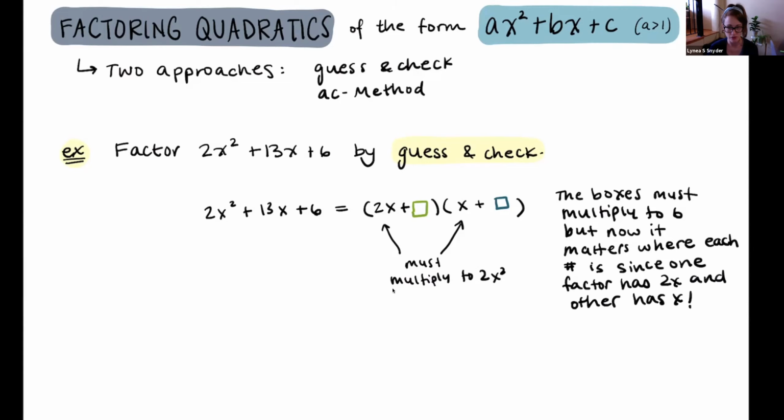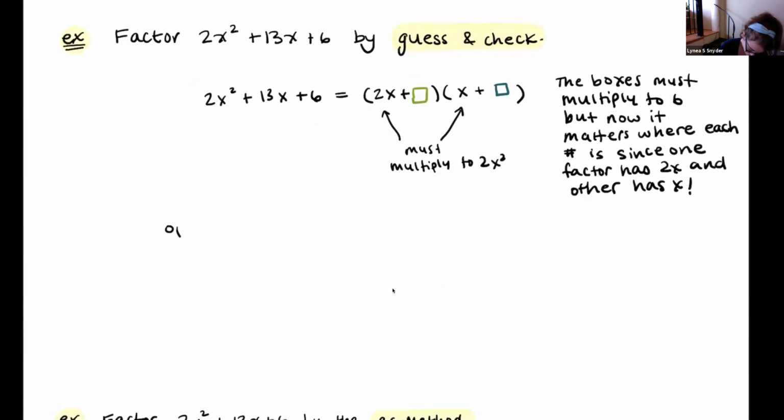But okay, so the guess and check method is literally what it sounds like. You just take all of your possibilities and see which one works out. So here are the options. We know it's got to look like 2x and x. Now we know that those numbers that we're going to stick in there have to multiply to 6. So maybe we've got 2 and 3, and maybe they are in this orientation. Okay, so let's try this.